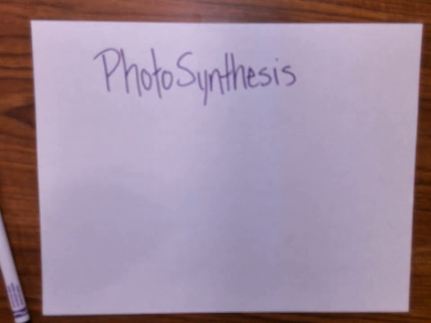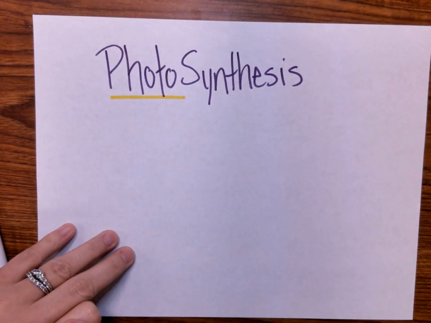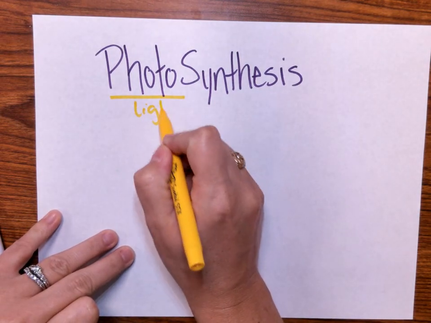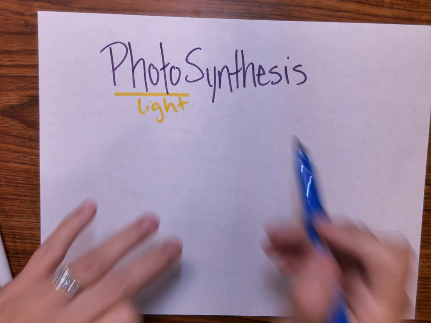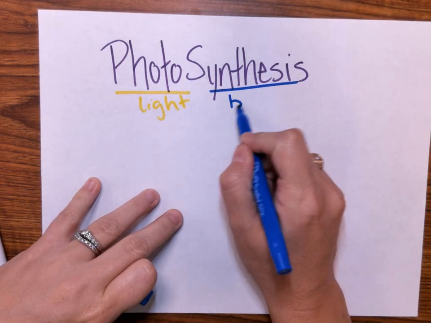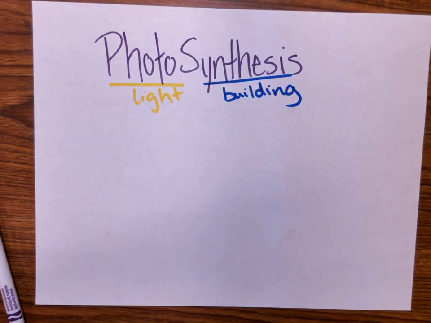The beginning part of this word is photo. When we look at this word part, it means light. And synthesis means putting something together, building something. So with photosynthesis, it really means that you're building something using light. So how this works is you have light energy from the sun, or radiant energy, comes into the picture, and it takes some things apart and puts them together in a new way.